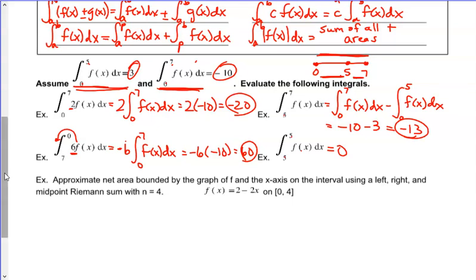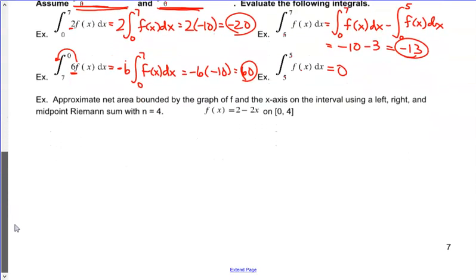Okay, so you're going to have quite a few of these to work with those properties to be able to figure out what the answer is of a definite integral, because we've not yet figured out how to do that. That's to come here in section 3.